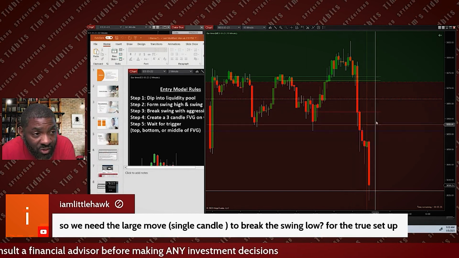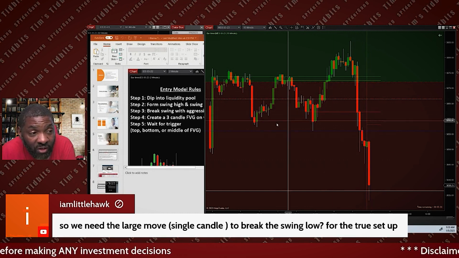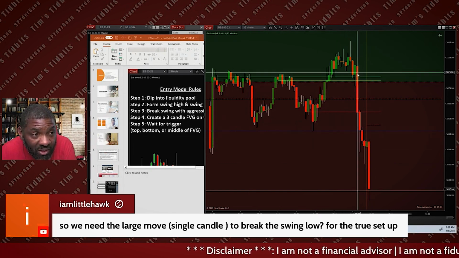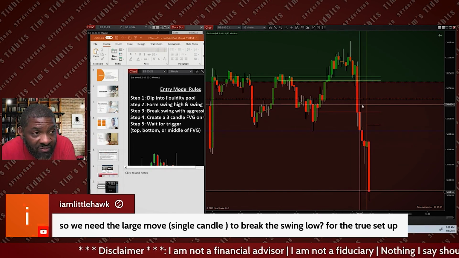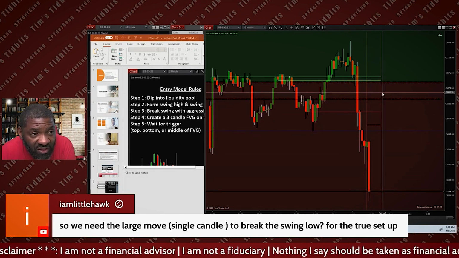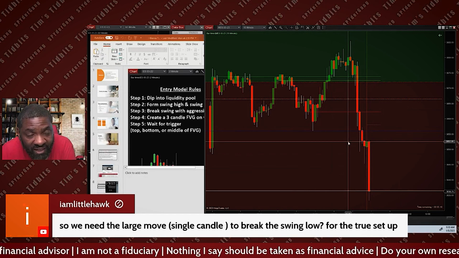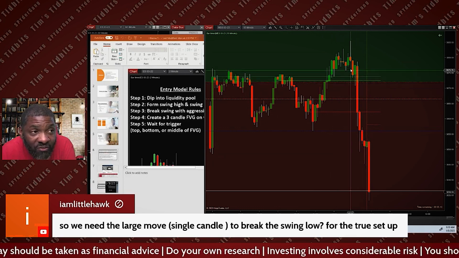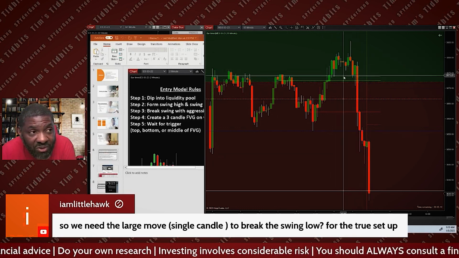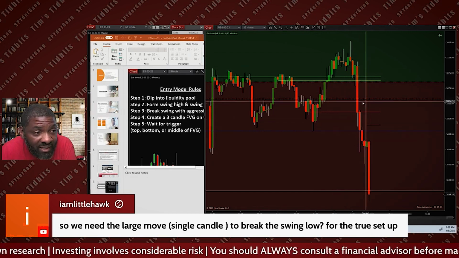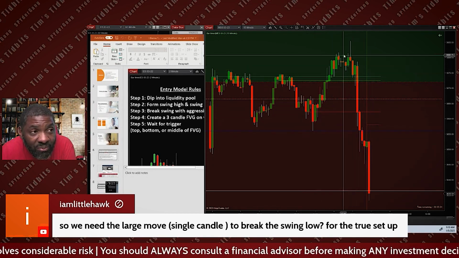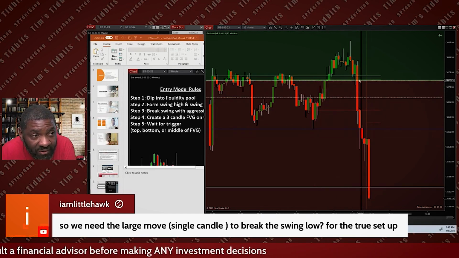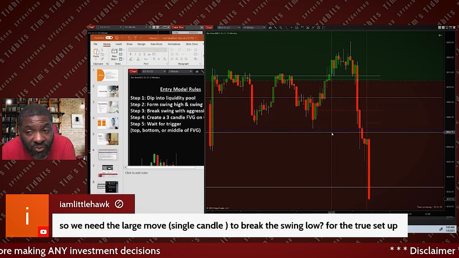It is a breaking market structure fair value gap retrace that will qualify as the ICT 2022 mentorship model, because you got a breaking market structure, you got a fair value gap right there. But the difference between this and this is that this one up here is the actual liquidity run reversal. This one down here is just the ICT 2022 mentorship model.